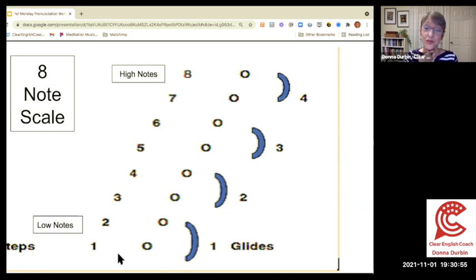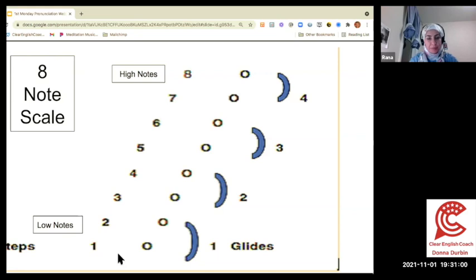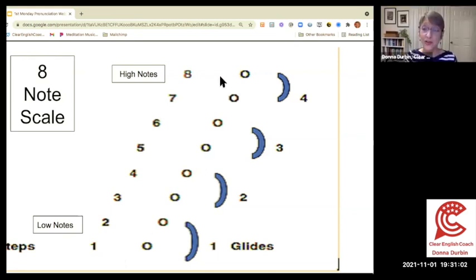Your voice has to, your vocal cords have to really relax for the lower notes. And have to get tighter. It's like a rubber band. They have to get tighter for the higher notes. Very good. Okay, Diana, you have a question.